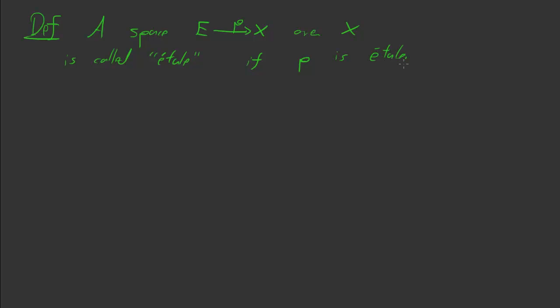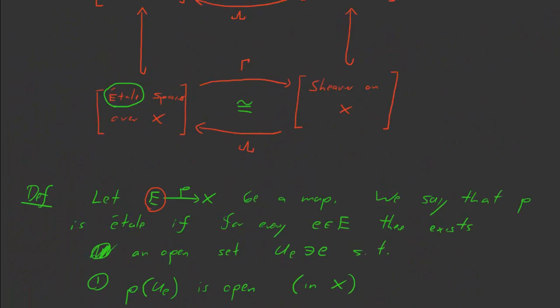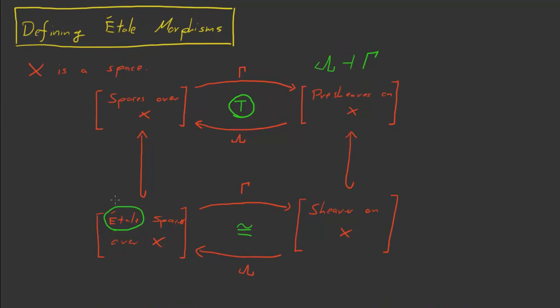Now let me just spell out something. I've been interchanging Etale space and Etale morphism here, so let me formally tell you what an Etale space is. This is another definition, I guess. A space E over X is called Etale if the structure morphism P is an Etale morphism. So people say Etale space, but really this is a property of the structure morphism. It's the structure morphism which is Etale. Okay. So given that, we now actually know what an Etale space is.